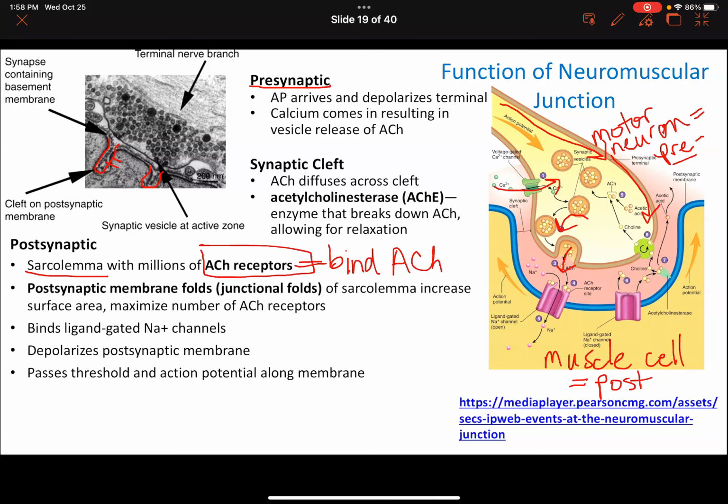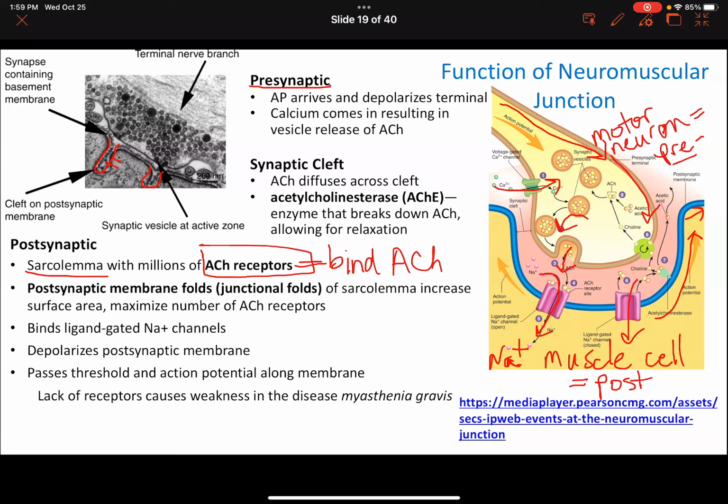When the acetylcholine binds, it opens up these receptor channels, and the channels allow sodium to come in. And so sodium carries with it a positive charge, and that positive charge will cause a depolarization event. When something becomes more positive, it is depolarized. And this depolarization will then be transferred down the sarcolemma. And eventually that charge will reach the sarcoplasmic reticulum.